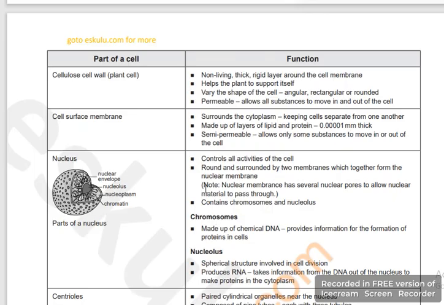Note, the nuclear membrane has several nuclear pores to allow nuclear material to pass through. Then the other point is that the nucleus contains chromosomes and the nucleolus.